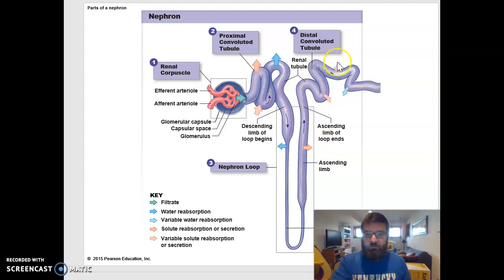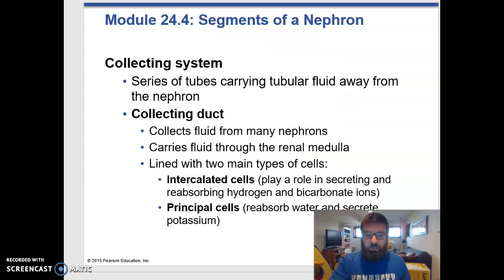And then eventually everything leaves and dumps into what we call a collecting duct. And lots of different nephrons will all empty. The distal convoluted tubule of each nephron will dump into a single collecting duct. And then the collecting duct comes down and eventually will join together into what's called a papillary duct, and that's what drips out of the papilla into that minor calyx.